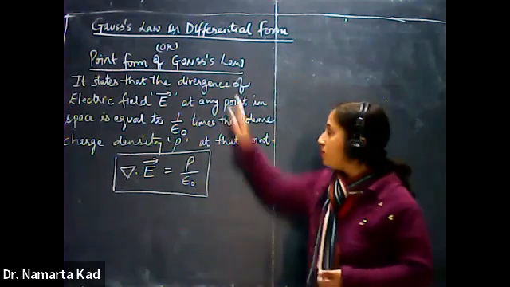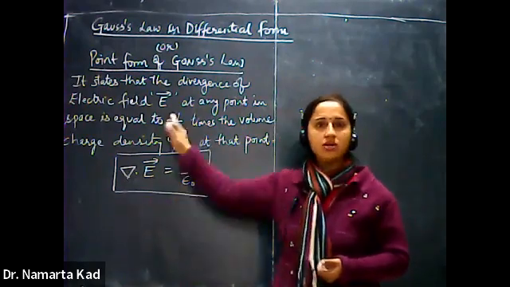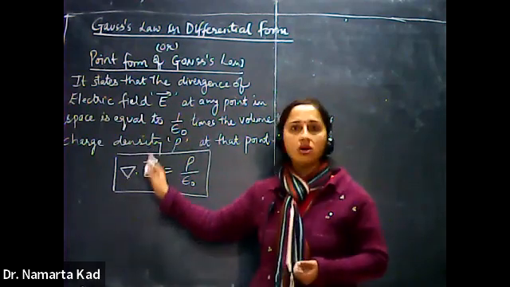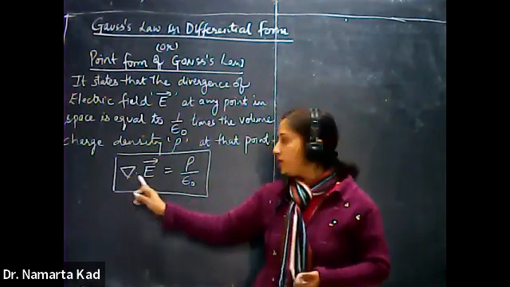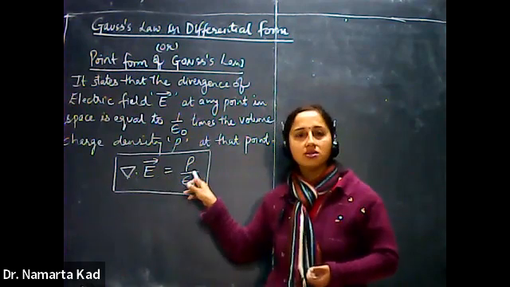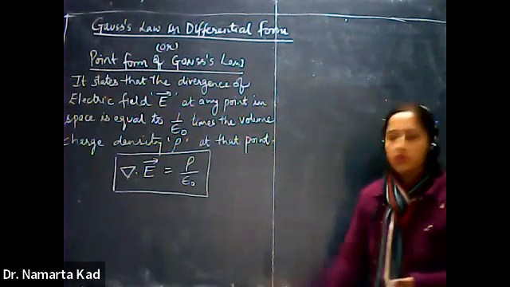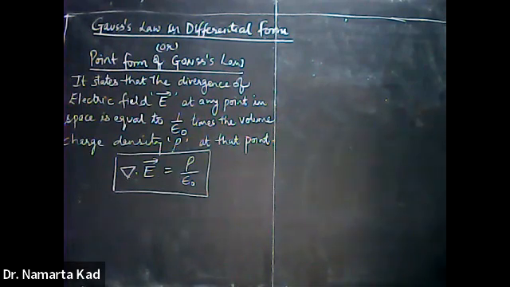Mathematically it can be written as del dot E vector, because the divergence is represented by the dot product with the del. Del dot E vector is equal to rho by epsilon naught. Rho is here the volume charge density and epsilon naught is the permittivity. So this is the definition for the point form of Gauss's law. Now let's start with the proof.